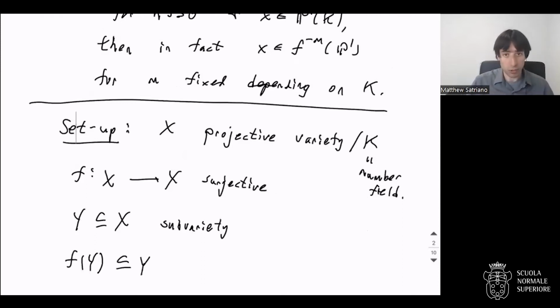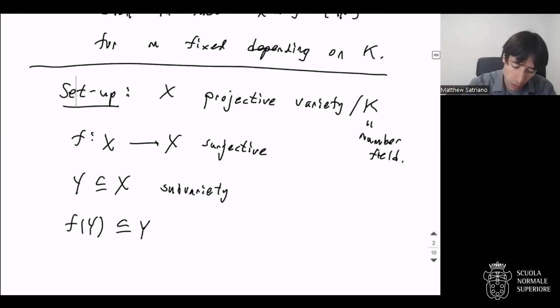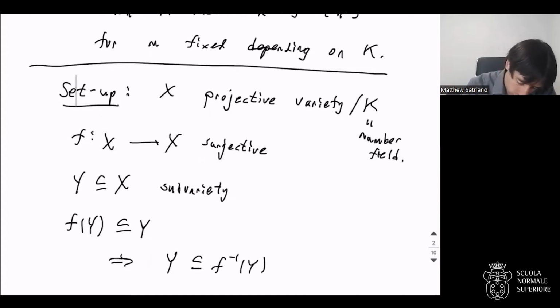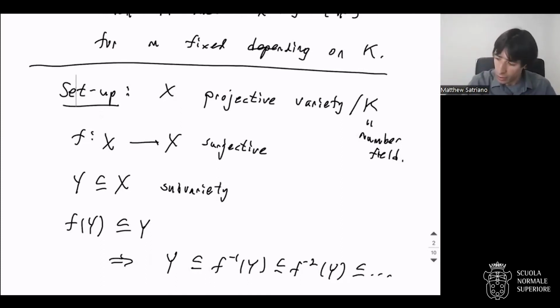So for our case previously, we had 1 squared. If I take 1 squared, it's still 1, so it's a fixed point. And the reason you want that is because that's going to imply that Y is contained in f inverse of Y. And similarly, this is contained in f^-2 of Y, etc. So we end up with this gigantic tower of preimages.